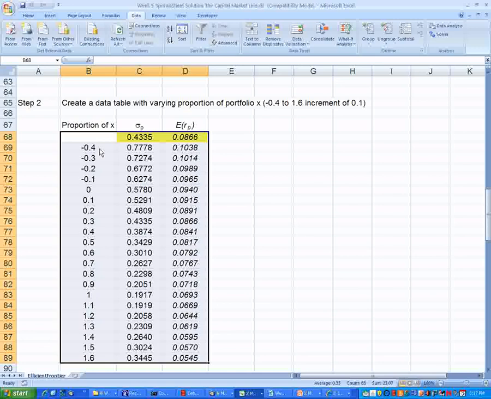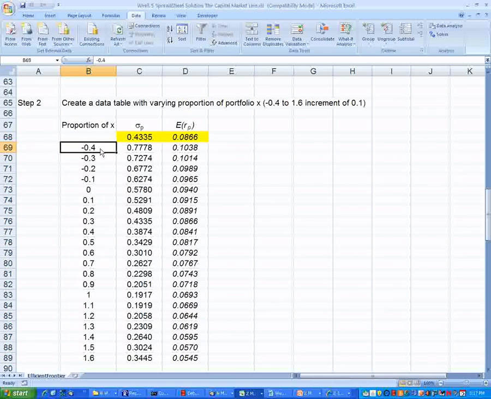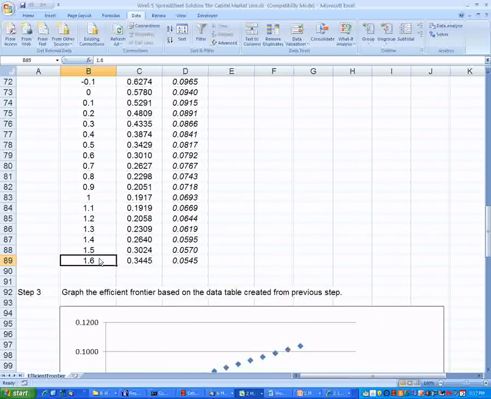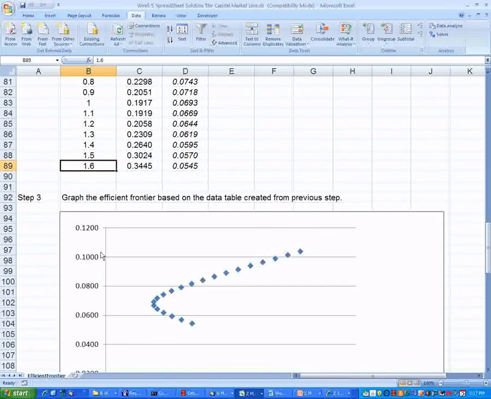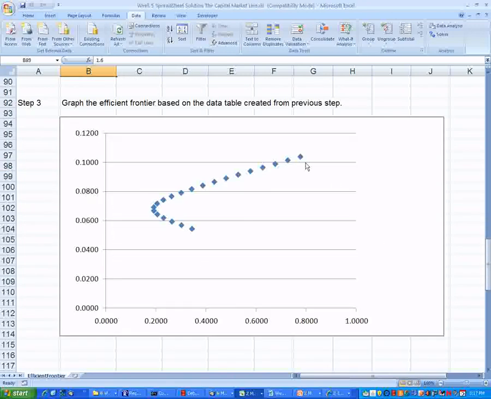If we have negative 0.4, if we're short 0.4 of X and long 1.4 of Y, this is our expected standard deviation and our expected return, and we do all that from negative 0.4 all the way to 1.6, and we get these corresponding values. If we graph it, we can see we get this nice efficient frontier, which is what we expect.